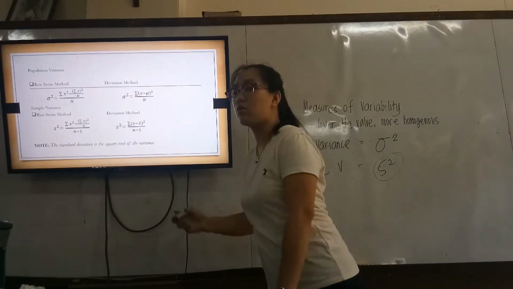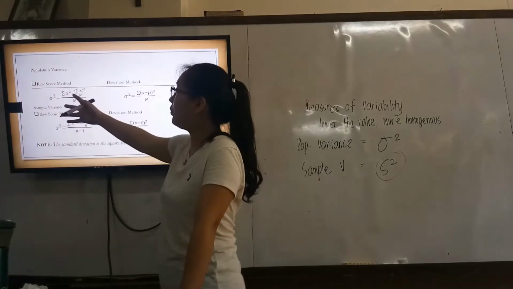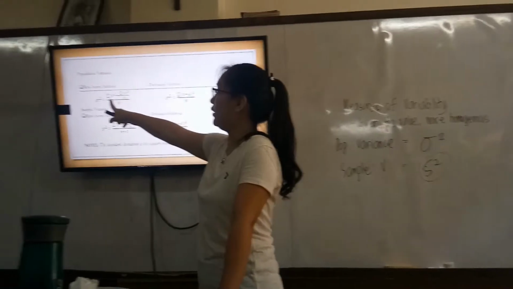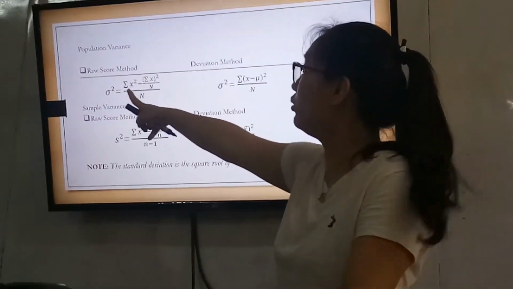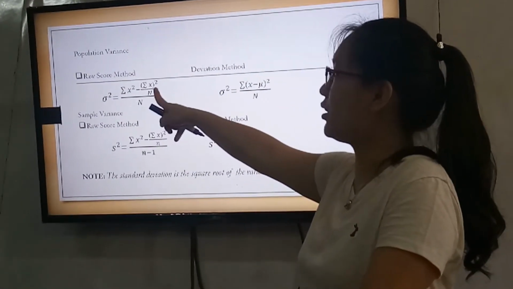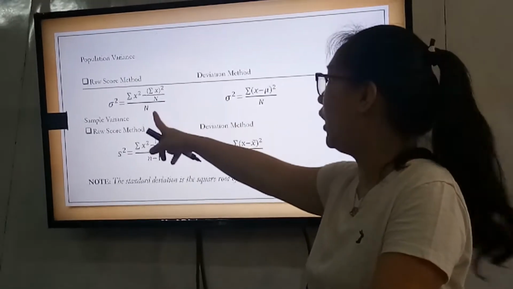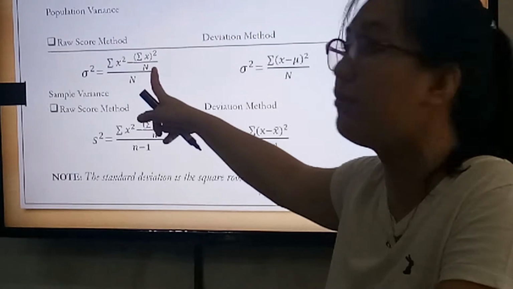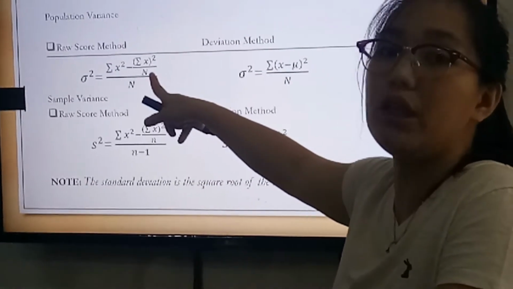Tingnan muna natin. Raw score method for population variance. This will be the formula. We'll have the summation of x raised to 2. Subtract it to your summation of x and then you square it all over n. As you can see, n here, it is big. Therefore, you will use the population size.